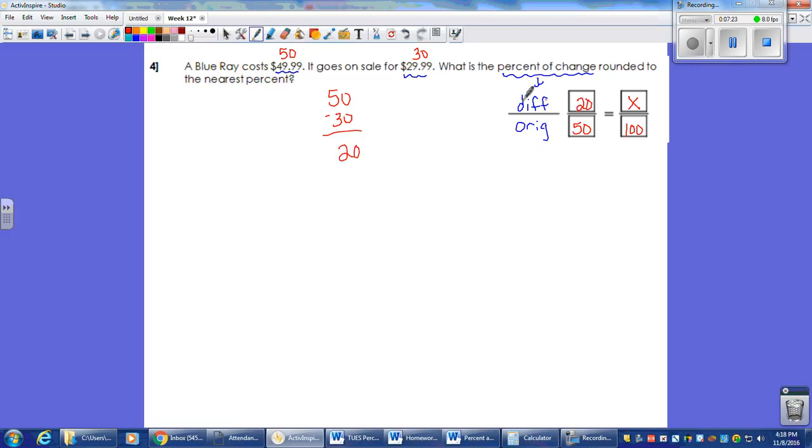So I can cross multiply and divide, but there is definitely an easier way. 50 times 2, whatever I do to the bottom, let's do to the top. And 20 times 2 gives me a 40% increase or decrease. This number went down, so it's a decrease. Or you can just draw the down arrow.